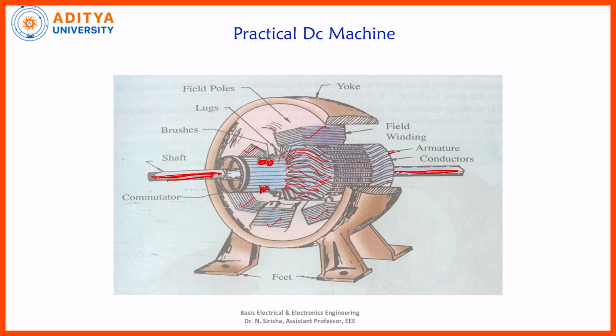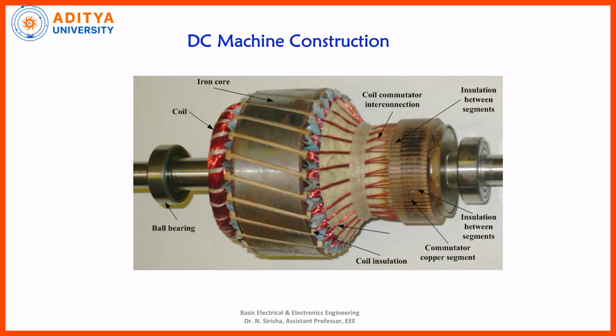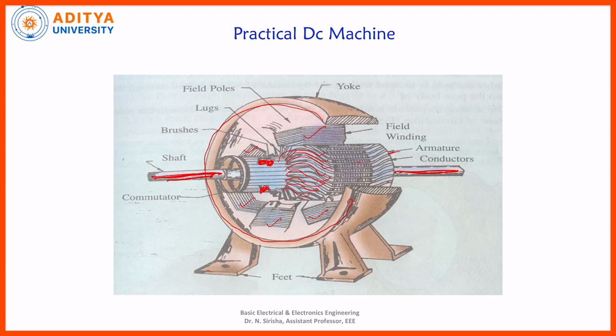The whole of the machine is covered with the yoke of the machine. This yoke covers the whole of the machine, and this is the base of the machine, which you call a base or feet, in which the machine is laid. This is the overall cross-sectional view of a DC machine.